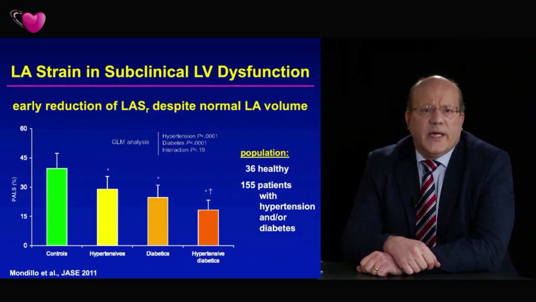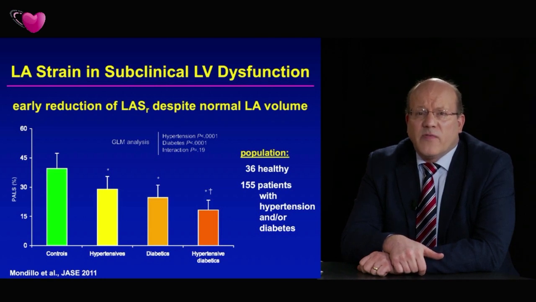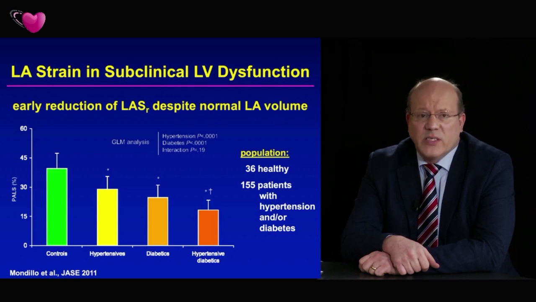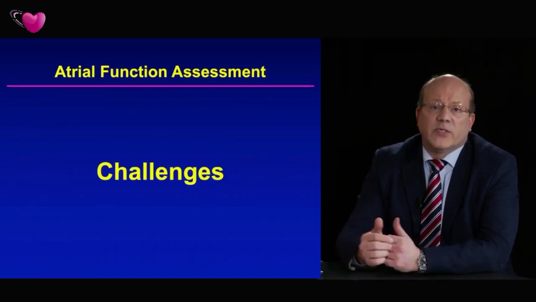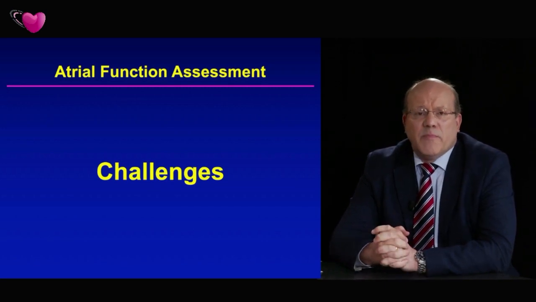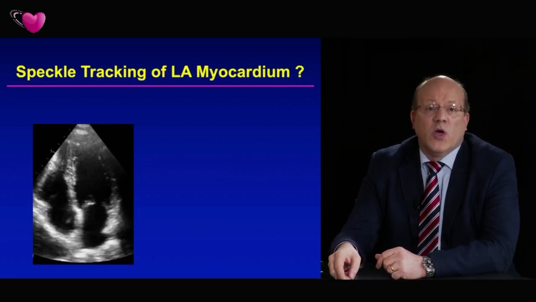Another study here looked into atrial strain as a marker of subtle function changes of the left ventricle. Nowadays we have, of course, left ventricular strain, so we can also measure subtle function changes directly, but also in the atrium you get these reflections of dysfunction. These were patients with normal atria, and despite of that they had reduced atrial strain values in hypertensive disease and in diabetes mellitus.